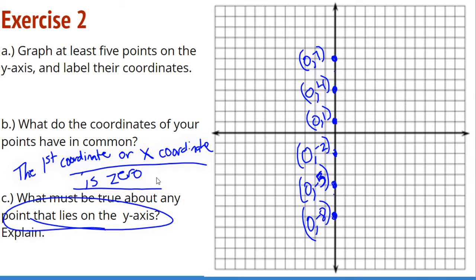So if somebody comes to me with an ordered pair and they say, is that on the y-axis? I can look at that and say, yes it is. And they look at me and they're like, but you didn't even put it on the coordinate plane. How do you know? And I say, I know because the first coordinate is 0, which means I'm not moving left or right. The x value is 0, so I'm on the y-axis. The second one tells me how far up or down to move.